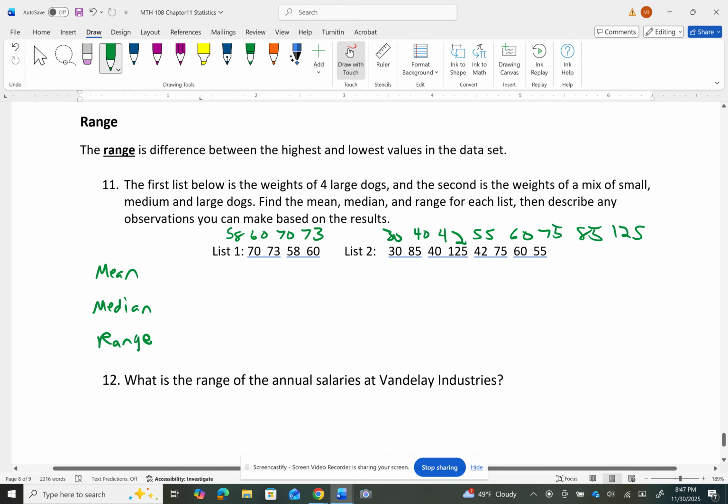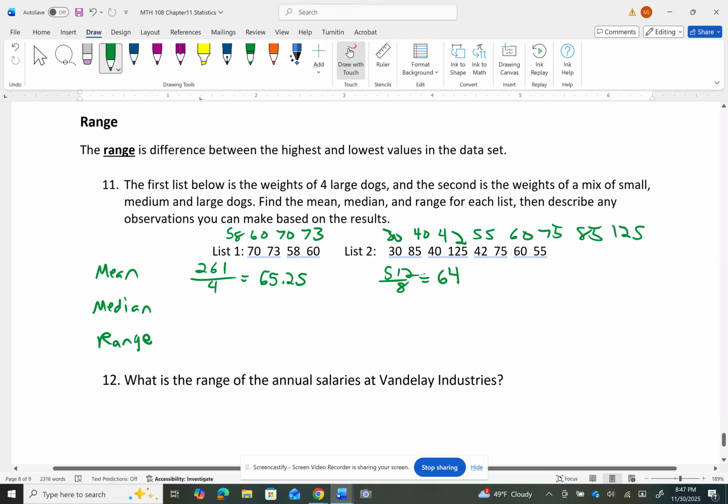Okay, so the mean on the first list, if you added those up, would be 261 divided by 4, which turns out to be 65.25. On the second one, when you add all those up, you get 512, and there's 8 of them. And that turns out to be, gosh, kind of close, like 64.